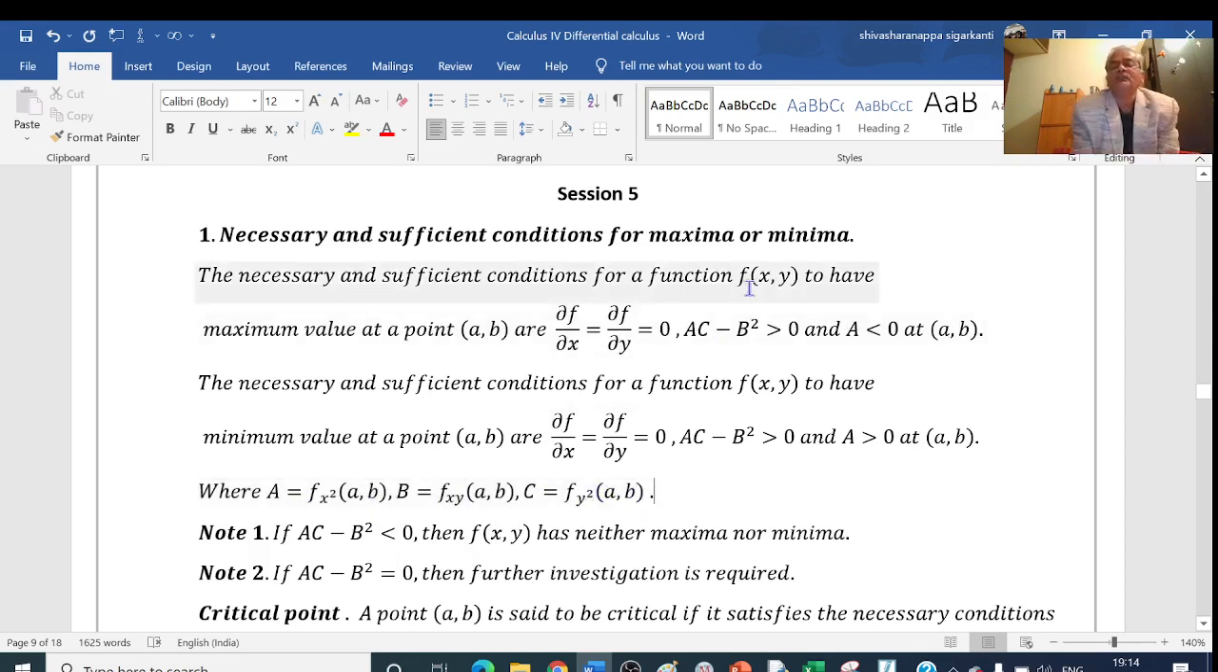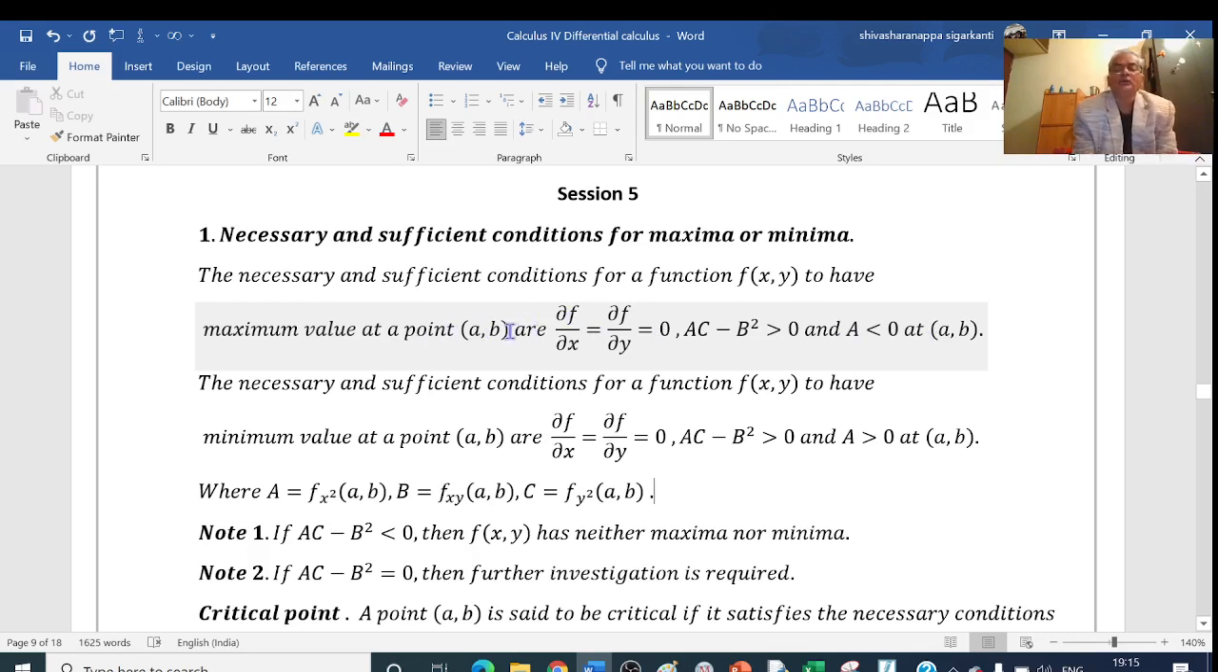So for a function f of x comma y to have maxima at the point a comma b, the necessary conditions are dou f by dou x equal to 0, dou f by dou y equal to 0. That is, if a function f of x comma y has a maximum, then these two conditions must be satisfied. And then AC minus b square must be greater than 0 and a must be less than 0 at the point a comma b.